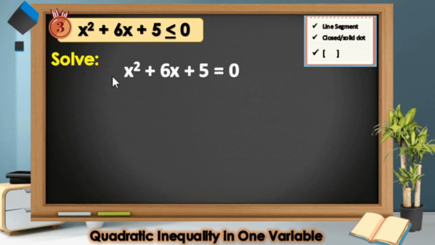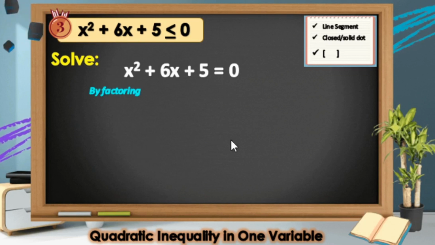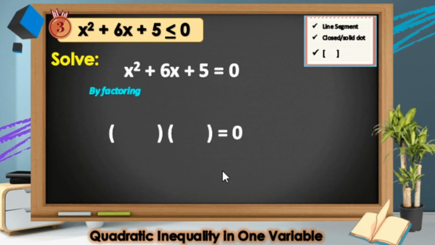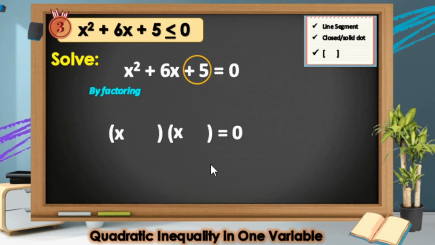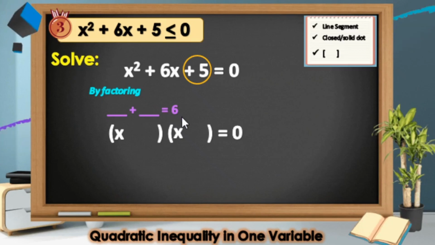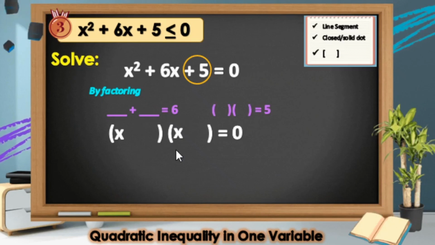Then, kunin natin yung solution neto by factoring. So, dahil magkakaroon tayo ng dalawang binomial, ang factor ng x squared ay x times x. And then, tignan natin yung last term, which is positive 5. So, anong factor ng positive 5 na kapag in-add natin ay 6, which is yung value ng b, at kapag minultiply natin ay positive 5, which is yung value ng ating c. So, we have 5 and 1. 5 times 1 is 5, and 5 plus 1 is 6.